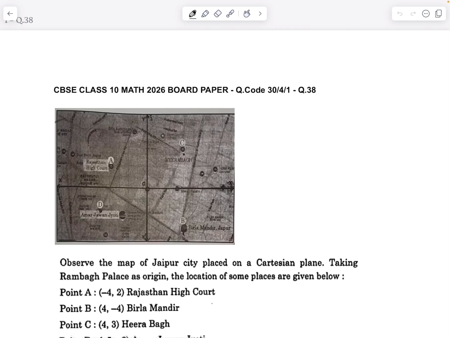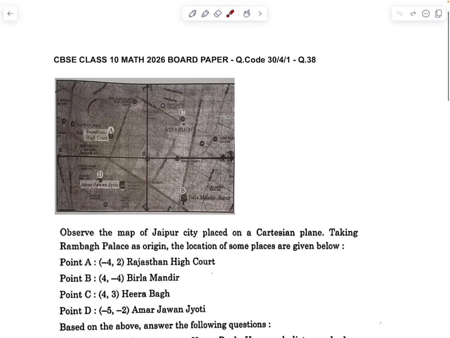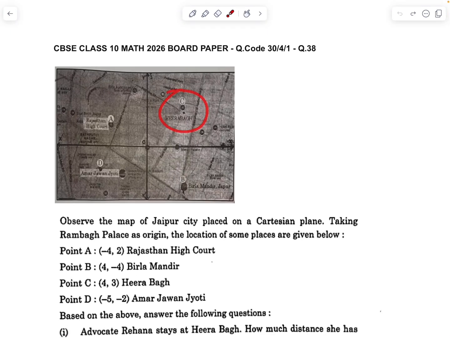Observe the map of Jaipur city placed on a Cartesian plane, taking Rambagh Palace as origin. The location of some places are given below. Point A is Rajasthan High Court. Point B is Birla Mandir. Point C is Hirabag. Point D is Amar Jawan Jyoti. Based on the above, answer the following questions.